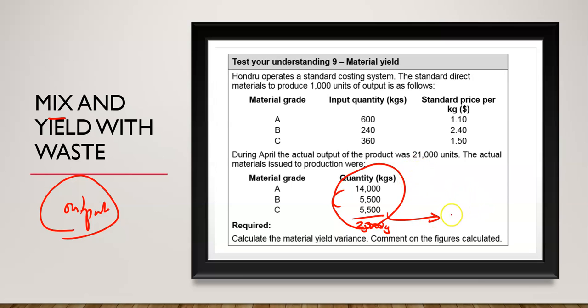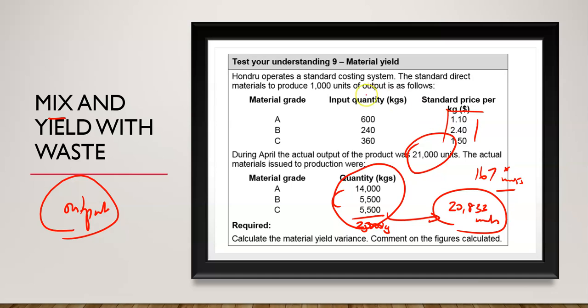And if you remember in the last video, we were expecting it to yield 20,833 units, and we compared that with the actual number of units, and found the difference was 167 units. Therefore that's favorable because you've done better than we expected, and we could then cost this based on the standard costing.